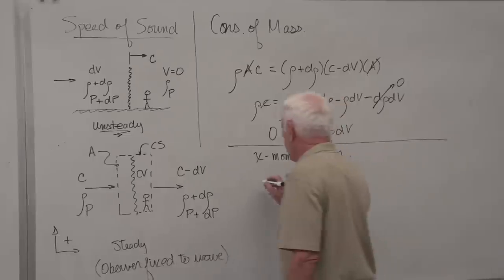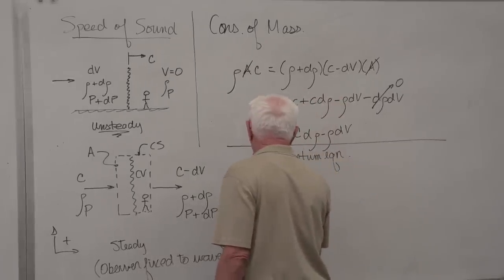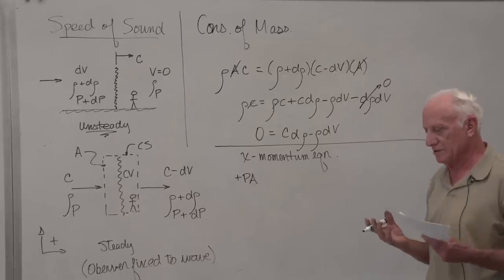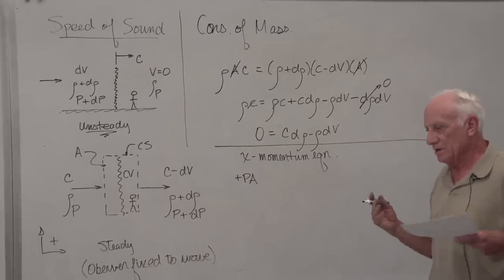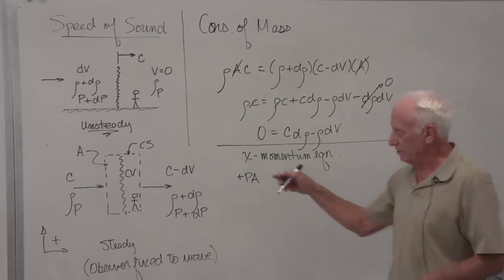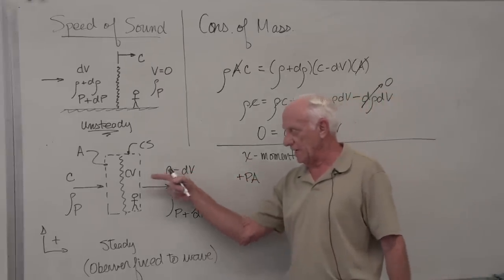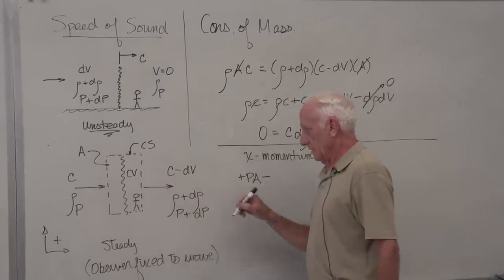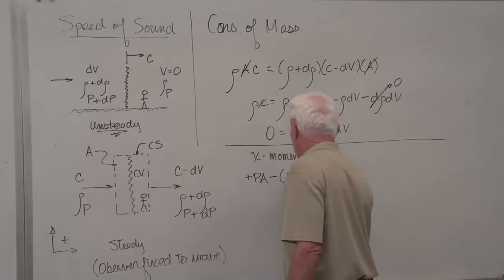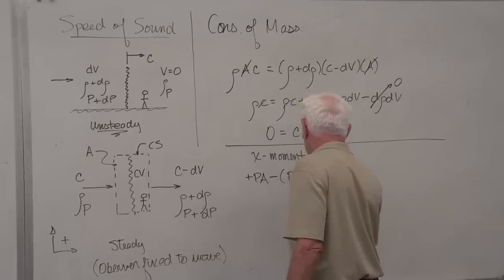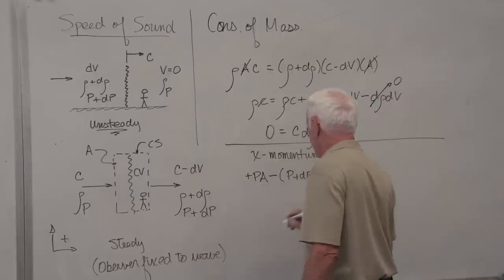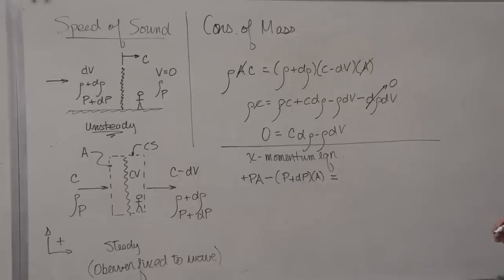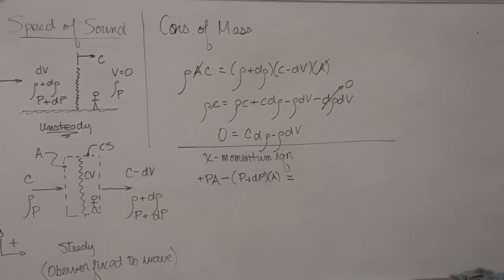P times A on the left. Pressure force is always a compressive stress on the control surface. It always points inward to the control surface. The pressure force on the right points this way, negative: pressure P plus dP times area A. Pressure force equals, on the right-hand side, momentum flux.